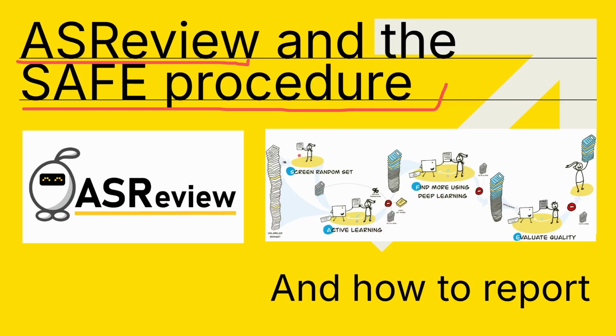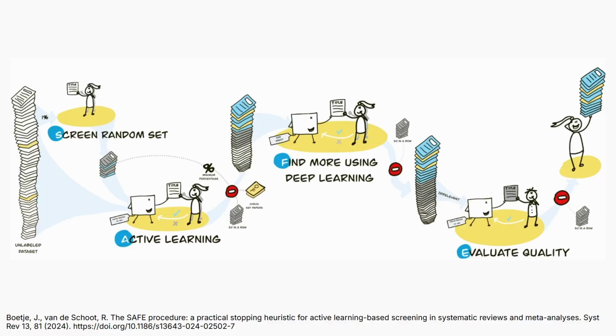And finally, at the end of the video, I'm going to briefly explain how you could report this, because probably you know that for systematic reviews you follow PRISMA 2020, but when you use these tools, there are also some other recommendations to report. And well, let's start with the safe procedure.